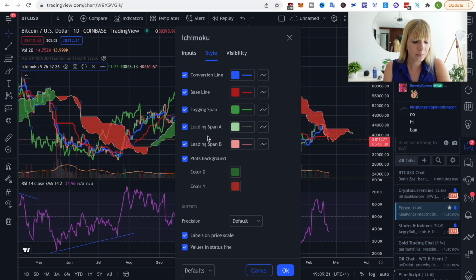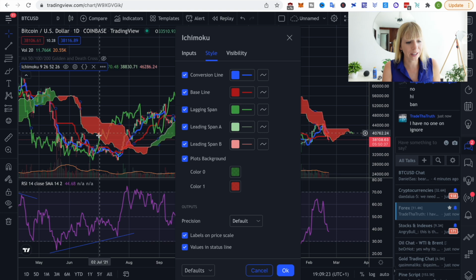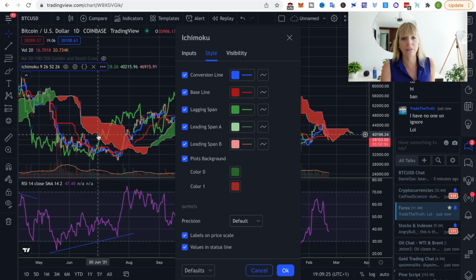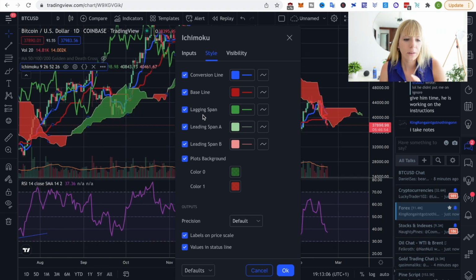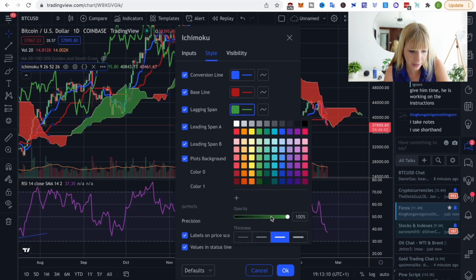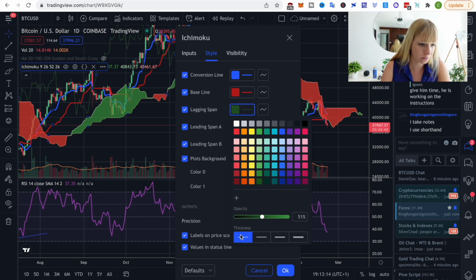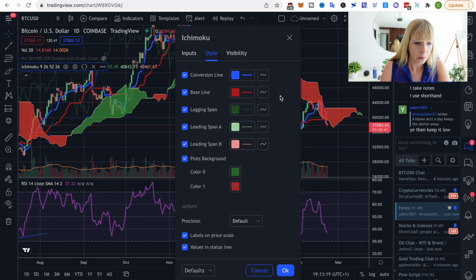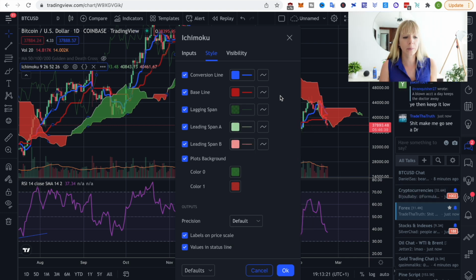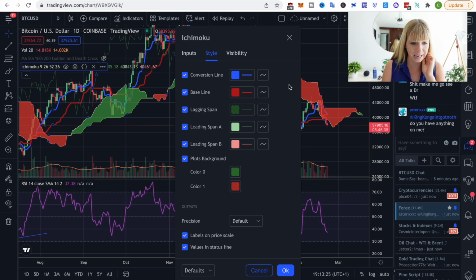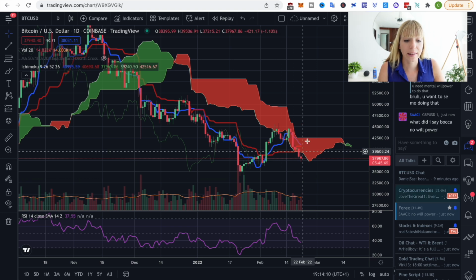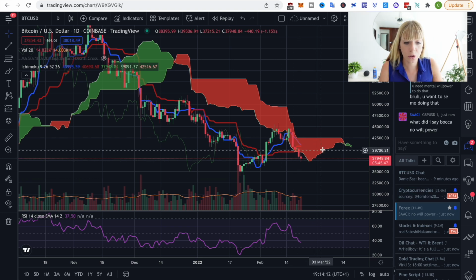Now, these two leading spans are actually the outsides of the cloud, so these are not super relevant, so you can leave them like that. You don't really need the lagging span, so I would either take that out or at least make it not very visible. We're going to make a thin line with that. What our most important parts are the clouds and then the conversion line and the baseline.